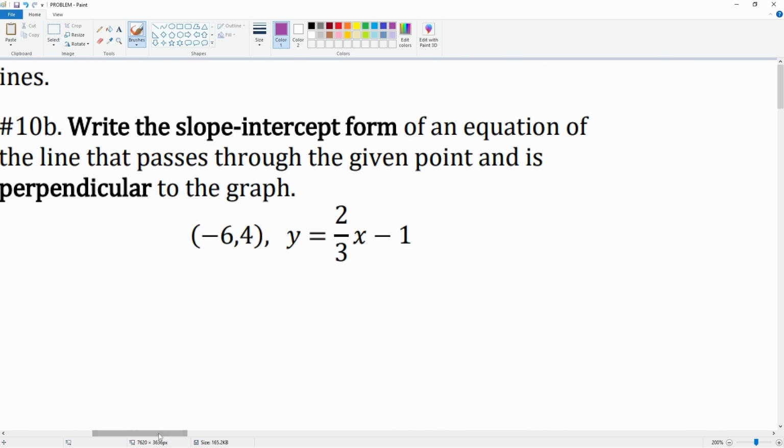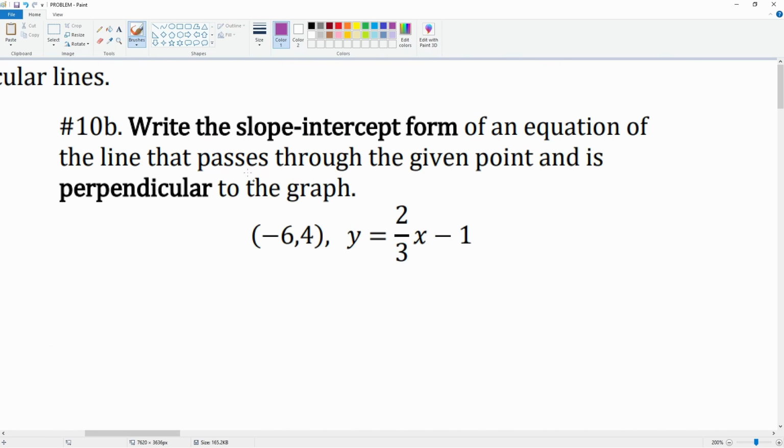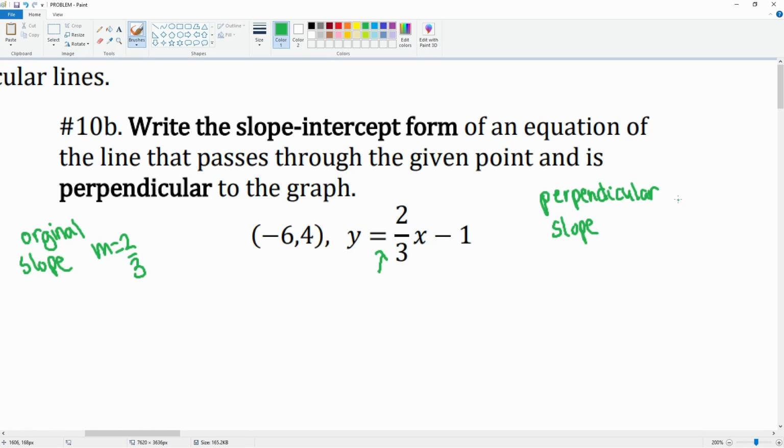Now let's take a look here. You are going to write an equation here that also is perpendicular. Let's take a look at the slope. It's right here. So the original slope is m equals 2/3. But we want the perpendicular slope, which is going to force us to do the opposite reciprocal. So we flip it, it becomes 3 over 2. It was a positive, now it's a negative.